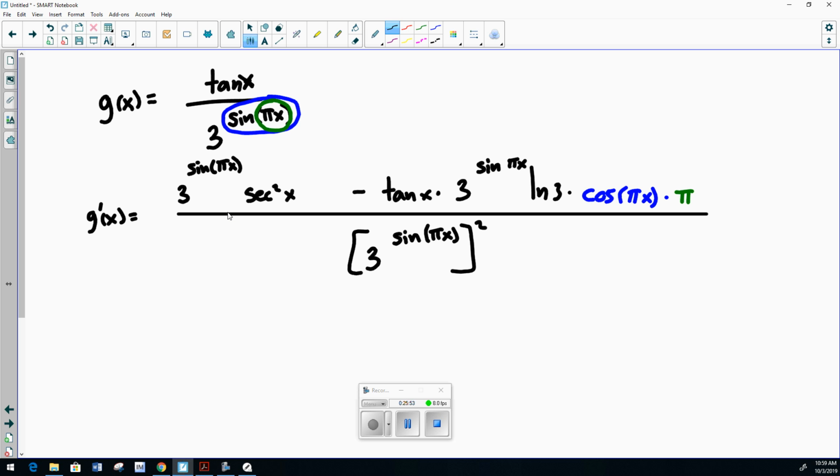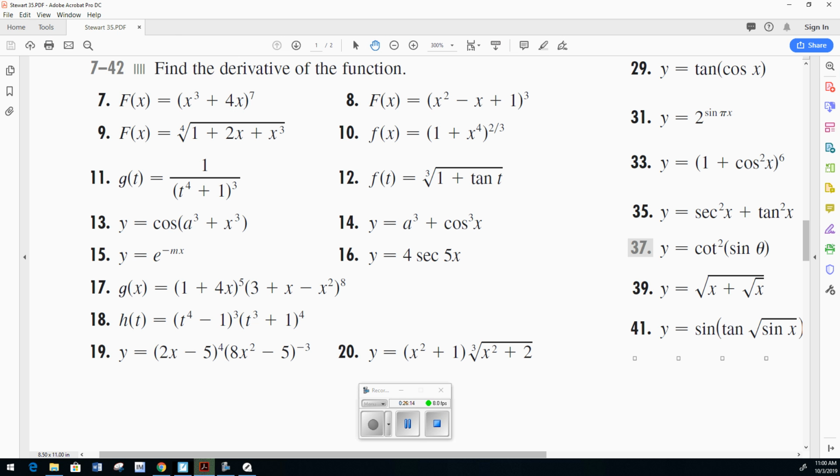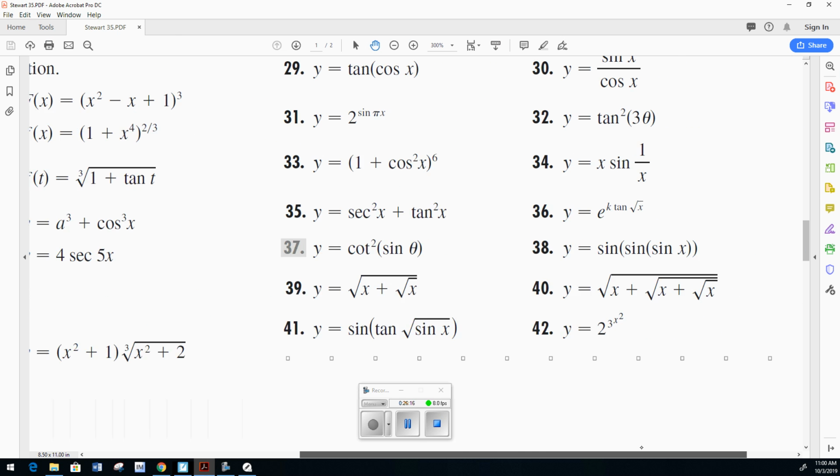You guys get to choose 43 through 46. Which one looks harder? 45? 46? 46. Okay, let's do 46. So they want a tangent line.